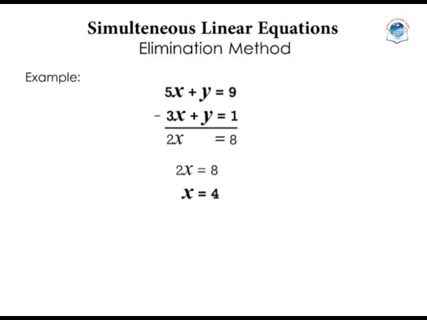To get the value of y, we substitute that value of x in any of the equations. If we choose the first equation, then we shall have 5 times 4 plus y is equal to 9. Notice that 4 has taken the place of x. So 5 times 4 is 20, plus y should give us 9. Therefore, y is equal to minus 11.